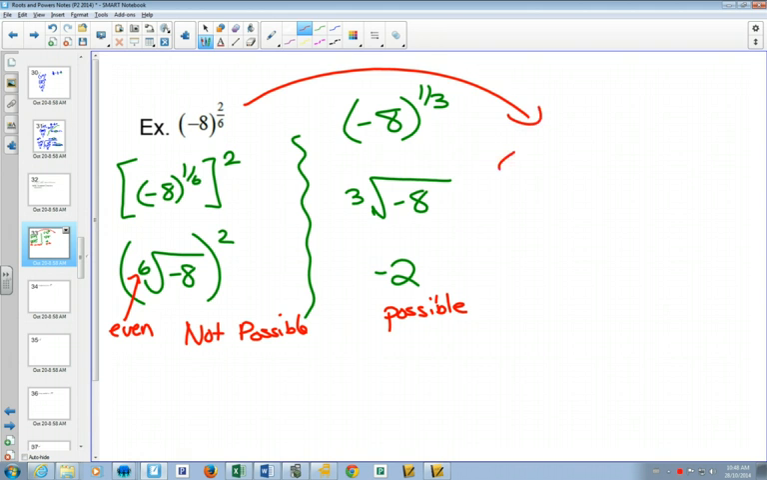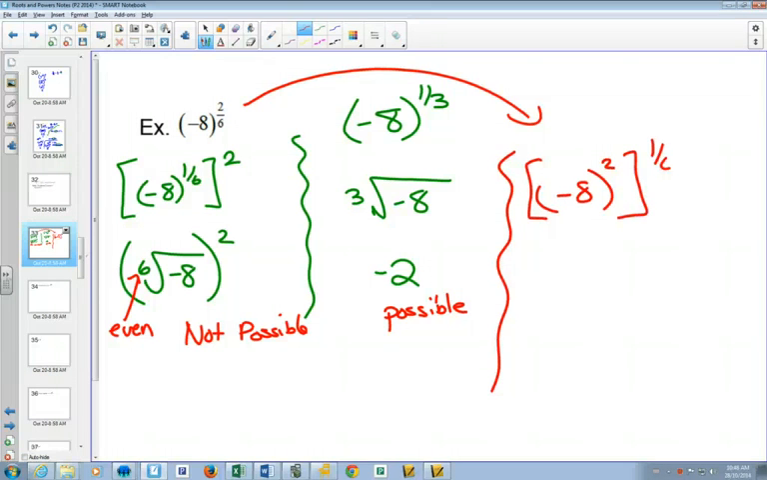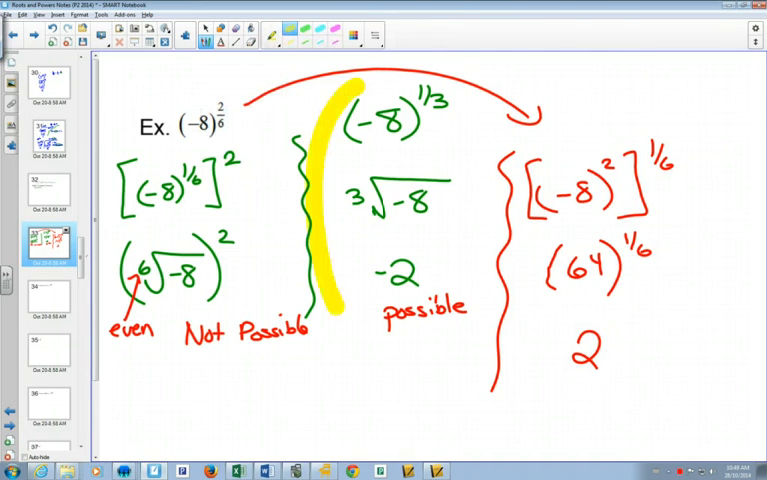So the idea is, well, what happens if we did it like this? Then I'm going to get 64 to the 1/6, which gives me positive 2, which is a different answer as well. So the answer that is correct is this one. So there's reasons why we have things like fractions in lowest terms, because sometimes we get discrepancies in the answers unless we decide what's the proper way to do it.